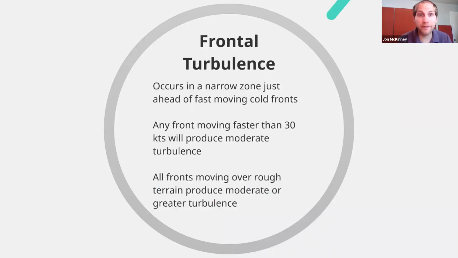Turbulence. We are still talking about turbulence. Now this turbulence is more because of the frontal zone. Remember the cold front, warm front, occluded front, stationary front. Frontal turbulence. Frontal turbulence occurs in a narrow zone just ahead of the fast-moving cold fronts. Any front moving faster than 30 knots will produce moderate turbulence. So that's a pretty good speed. 30 knots may not seem that fast, but if the whole air mass is moving at 30 knots, that's very significant. All fronts moving over rough terrain produce moderate or greater turbulence.